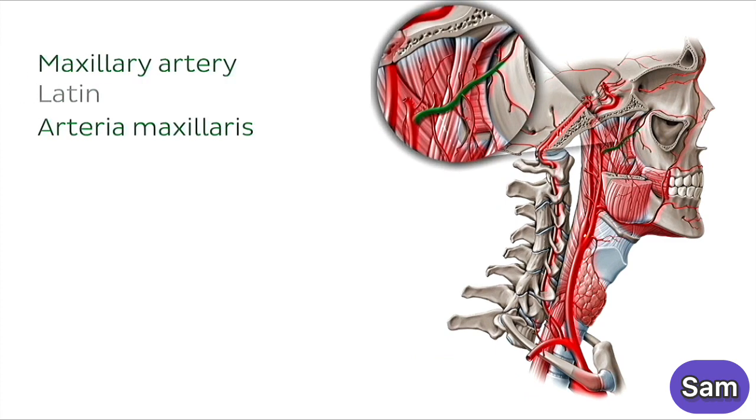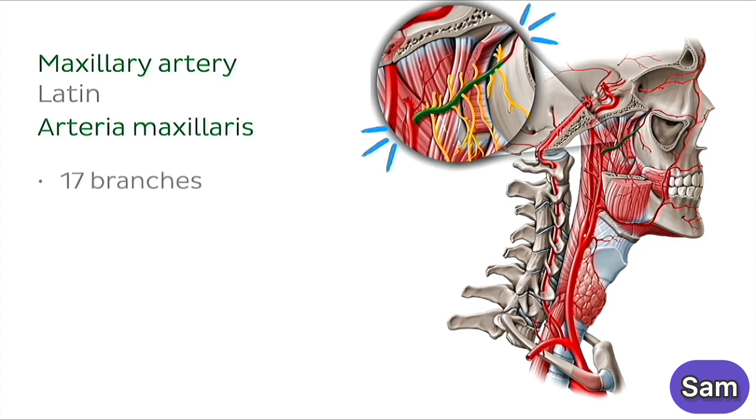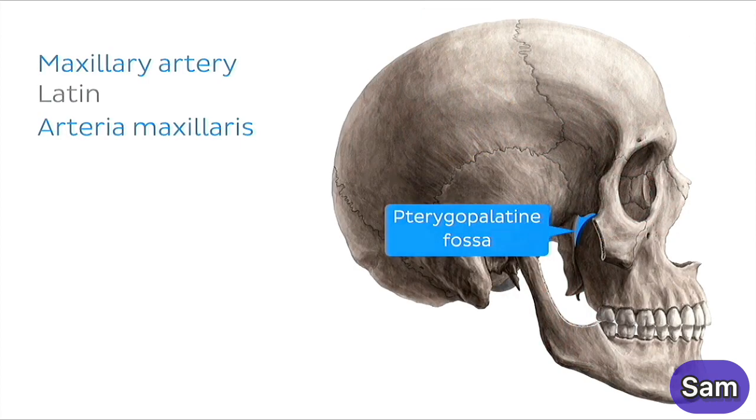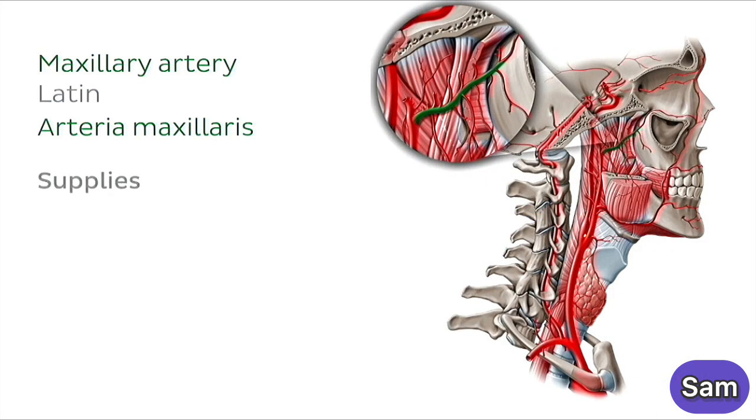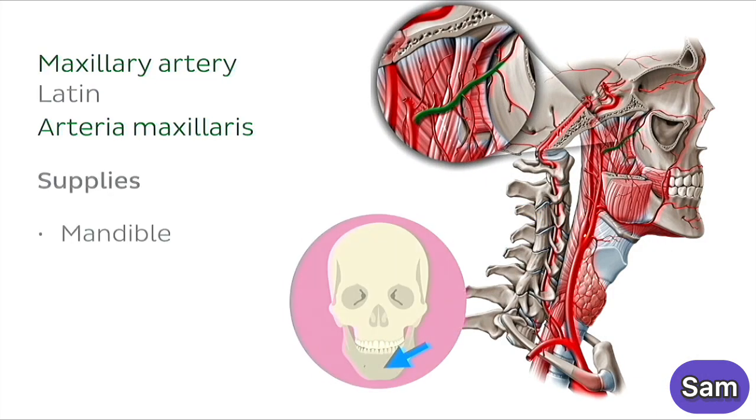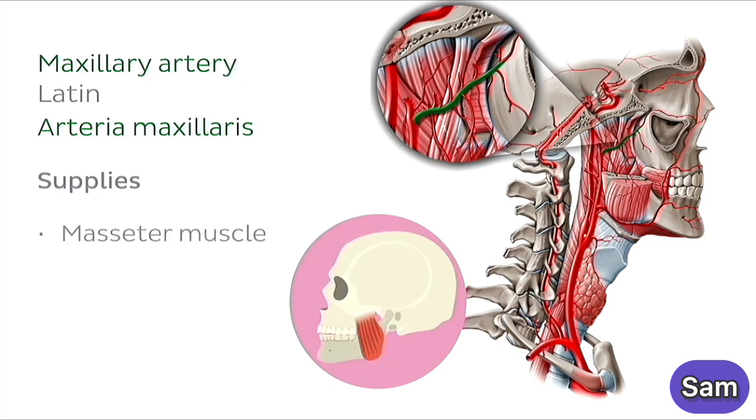The maxillary artery is the larger of the 2 terminal branches and has 17 branches itself. The maxillary artery enters and traverses the infratemporal fossa before terminating in the pterygopalatine fossa. Its branches supply many structures, including the mandible, the teeth, the masseter muscle, and the buccinator muscle.